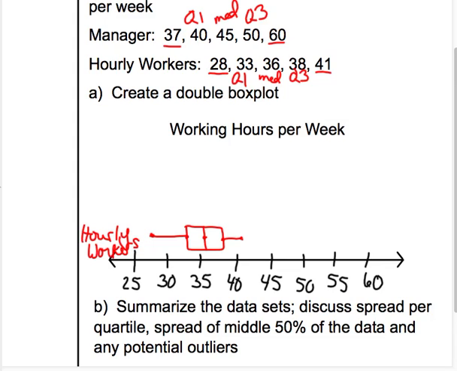Those points, I'm going to plot above the box plot that I already have. So we're starting at 37 hours, and 40 hours, 45, 50, and 60. Again, make a box around quartile 1 through quartile 3, a vertical line through the median, and horizontal lines out to your smallest and largest data values. So that's how you create the box plot, and of course we need to label it.